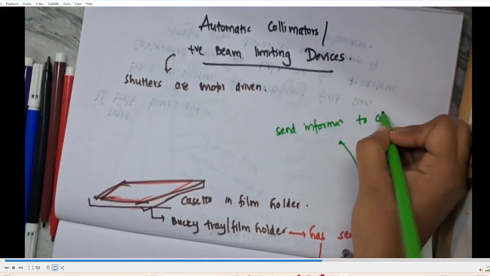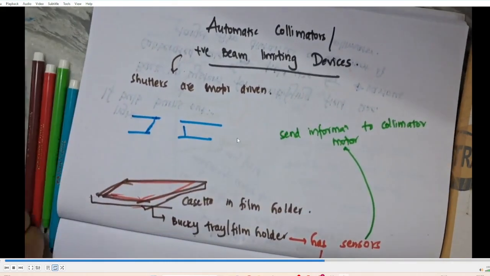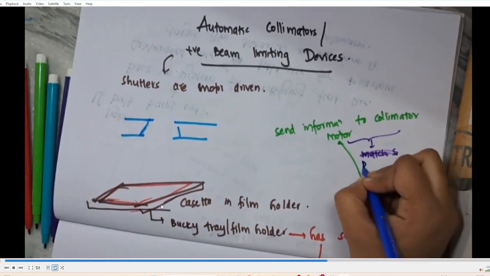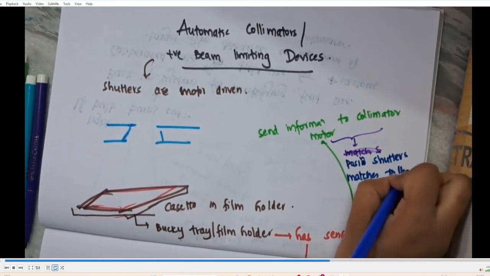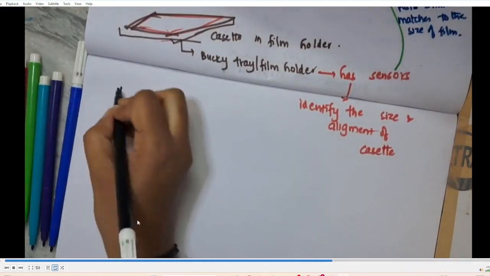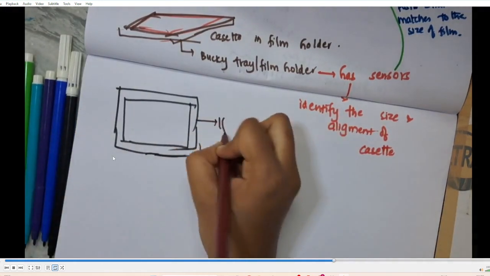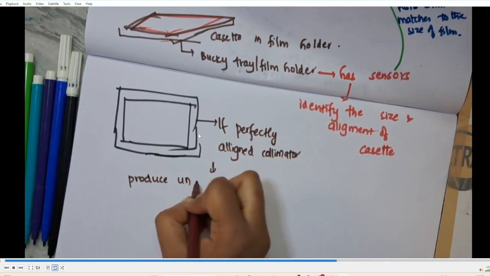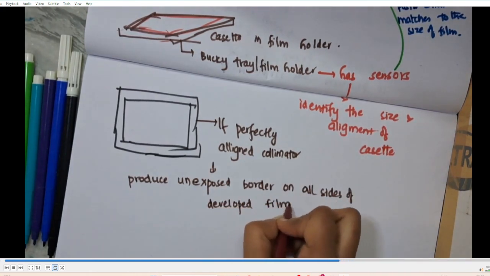The collimator motors position the shutters exactly to match the size of the film being produced. A perfectly aligned collimator will leave unexposed borders on all sides of the developed film.